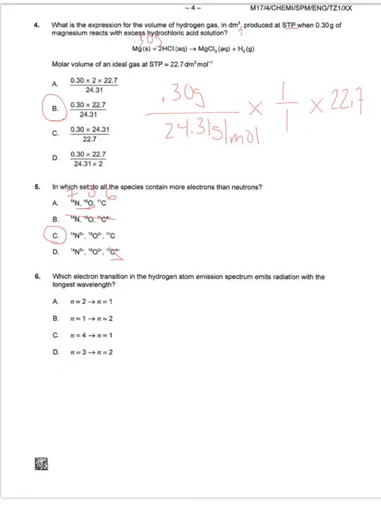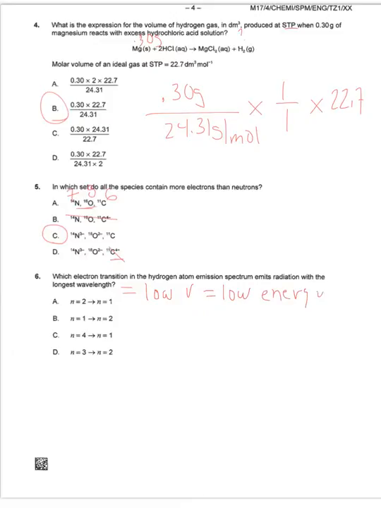Number 6, which electron transition in the hydrogen atom emission spectrum emits radiation with the longest wavelength? So the key here is to realize longest wavelength would be equal to a low frequency. And when you have a low frequency, you have low energy.